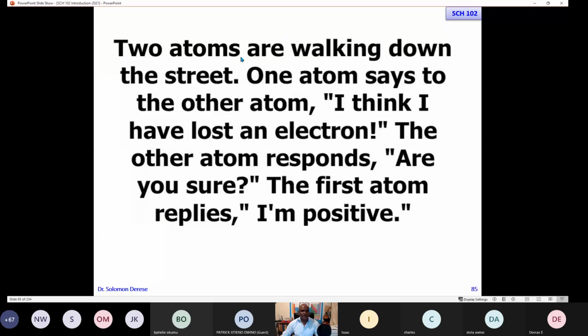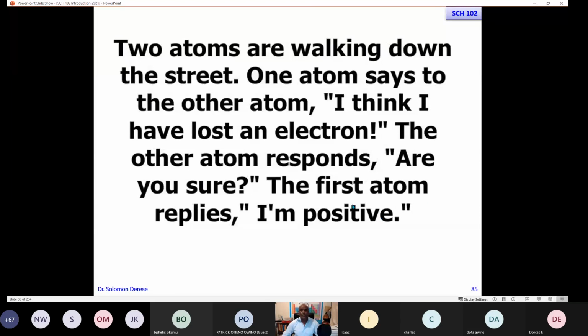Two atoms are walking down the streets in Chiromo, from Chiromo to main campus. Then one atom says to the other atom, I think I have lost an electron. Then the other atom responds, are you sure? The first atom replies, I'm positive. To mean I'm sure.